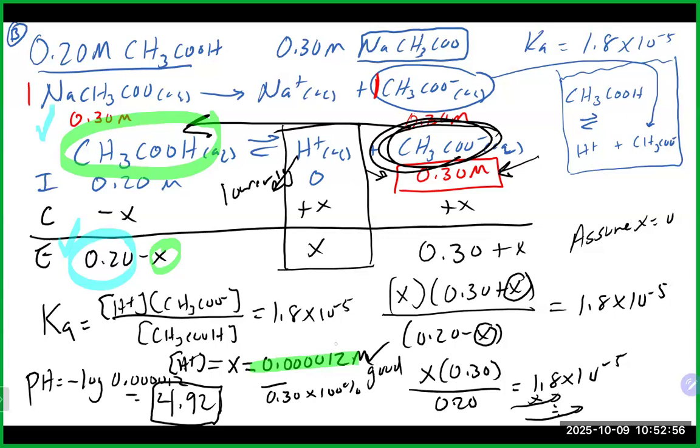Same thing here, if we take our X value and we add it to 0.3, we will essentially still end up with 0.3. Again, if you put in your calculator 0.3 plus 0.000012, you end up with 0.3, which is the same concentration that we started with. And that again is a direct result of Le Chatelier's principle, pushing the equilibrium back to the left. Not much is coming off in this case, right? A very, very small amount of anything is changing.